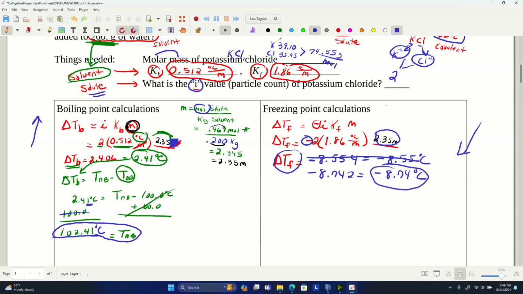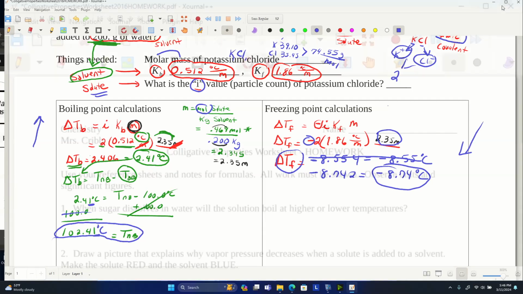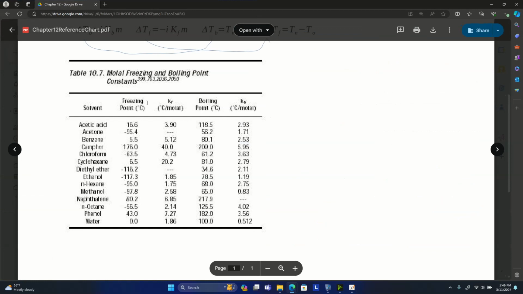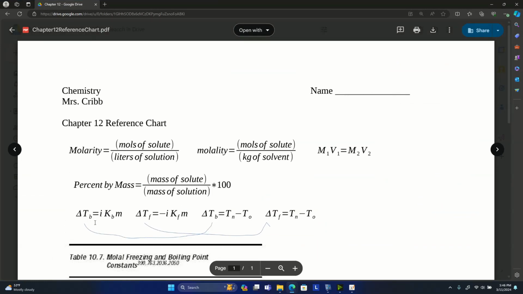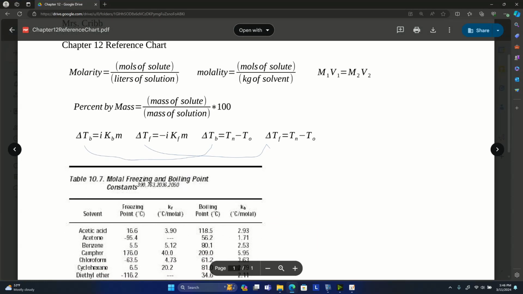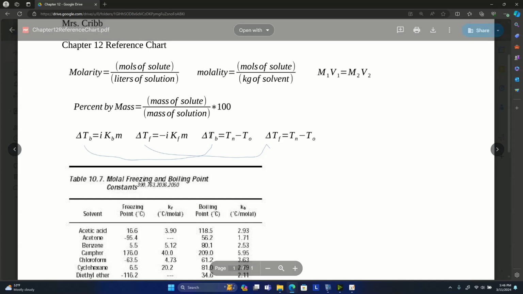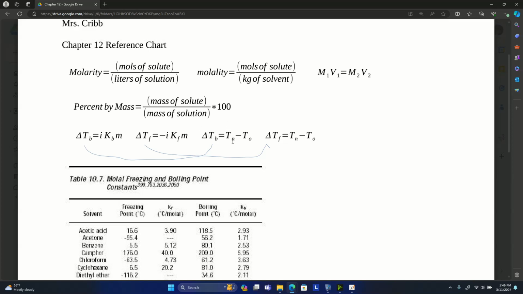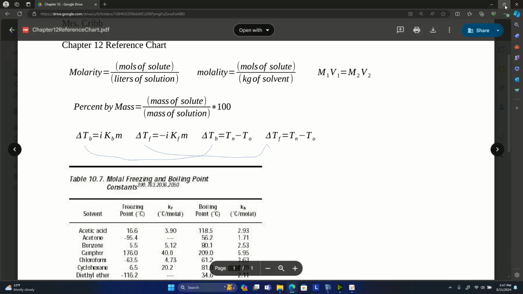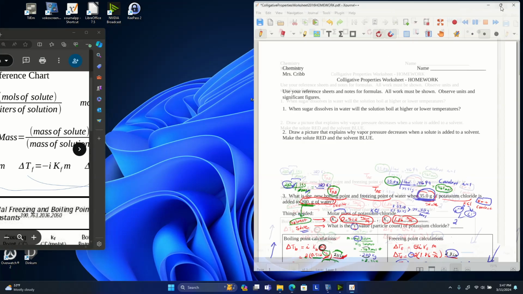Now I'm going to need the new freezing point. So I go back to the chart, and I'm going to show you the chart again. Look right at the top. Here are the formulas. So right over here, where it says delta T sub B, you could put NB minus OB if you want. And right there, where it says delta T sub F, you could put NF minus OF if you want. So that's okay. I don't mind if you write that on there. All right, let's go back to our worksheet.